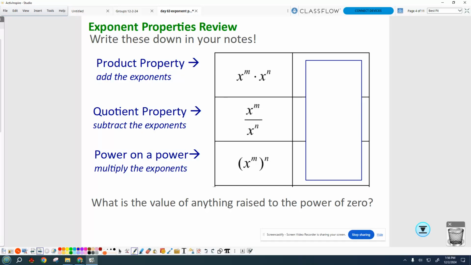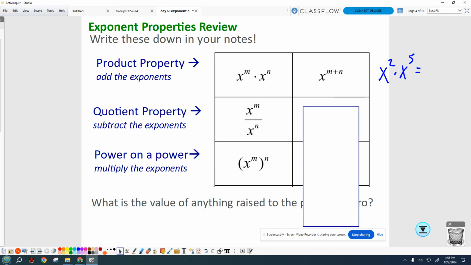Lorenzo, what's the rule that's hiding under the box? Plus, add. So if you were just given numbers, x squared times x to the 5th, you would just have said x to the 7th. But really what you did was add. Sophie, what about the second one? x to the m divided by x to the n. That would be x to the m minus n.